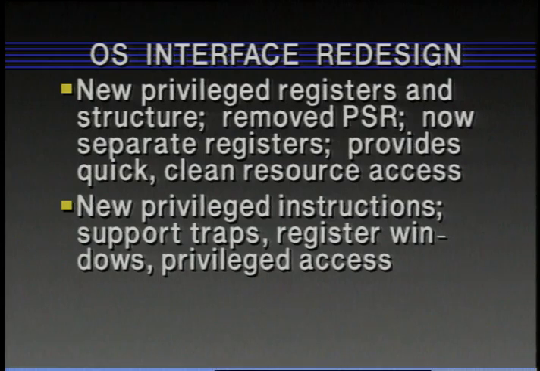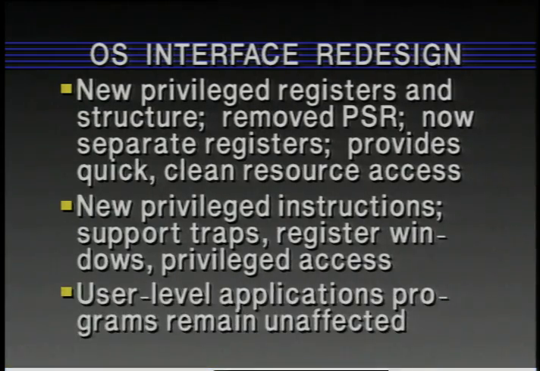We've provided new privileged instructions. I won't go into a lot of detail right now on these, but these provide support for the new trap structure, ability to manage the register windows in a very different way, and provide access to other privileged resources in the machine. The good part about all these changes we've made in the operating system interface is these were all privileged instructions we were changing, and the user-level application programs remain completely unaffected by these changes.